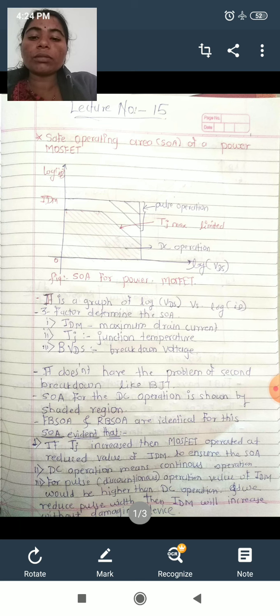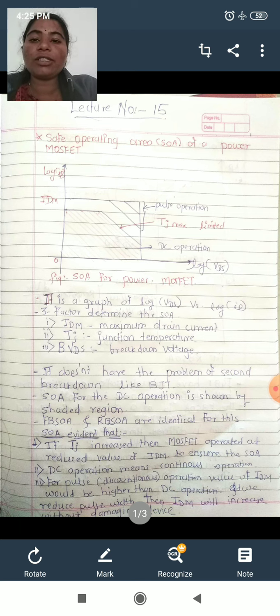Now the safe operating area for the DC operation is shown by the dotted line. DC operation is nothing but the continuous operation. Now here, FBSOA, that is forward biased safe operating area, and RBSOA, that is reverse biased safe operating area, are identical for the power MOSFET.